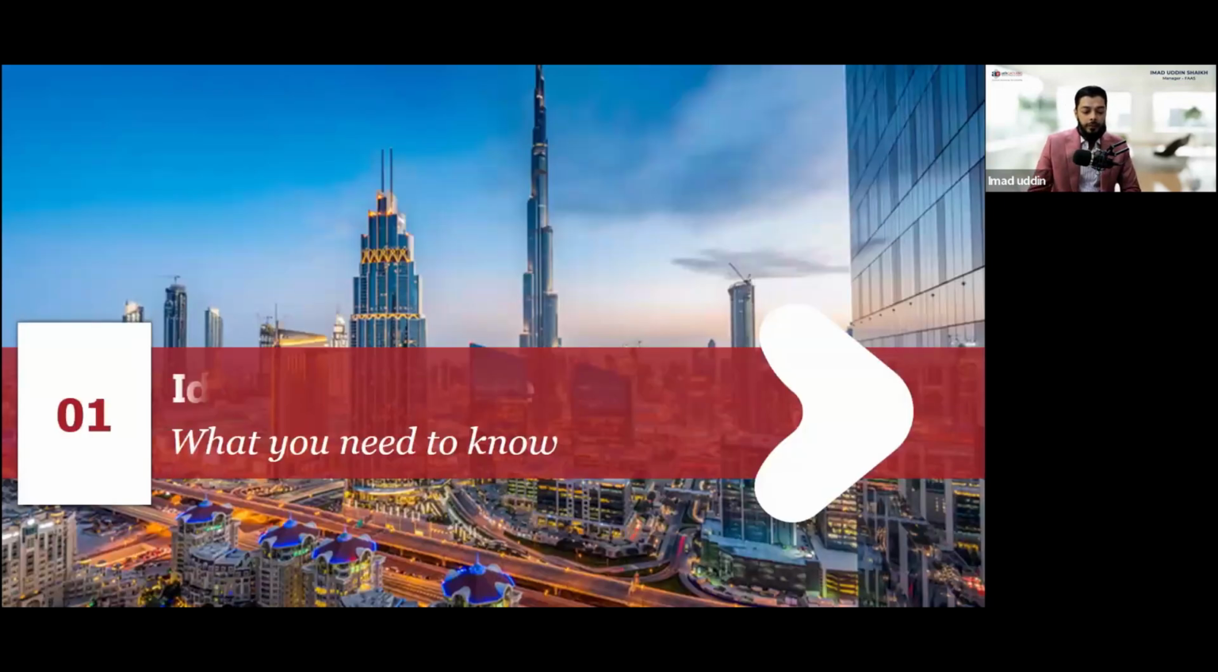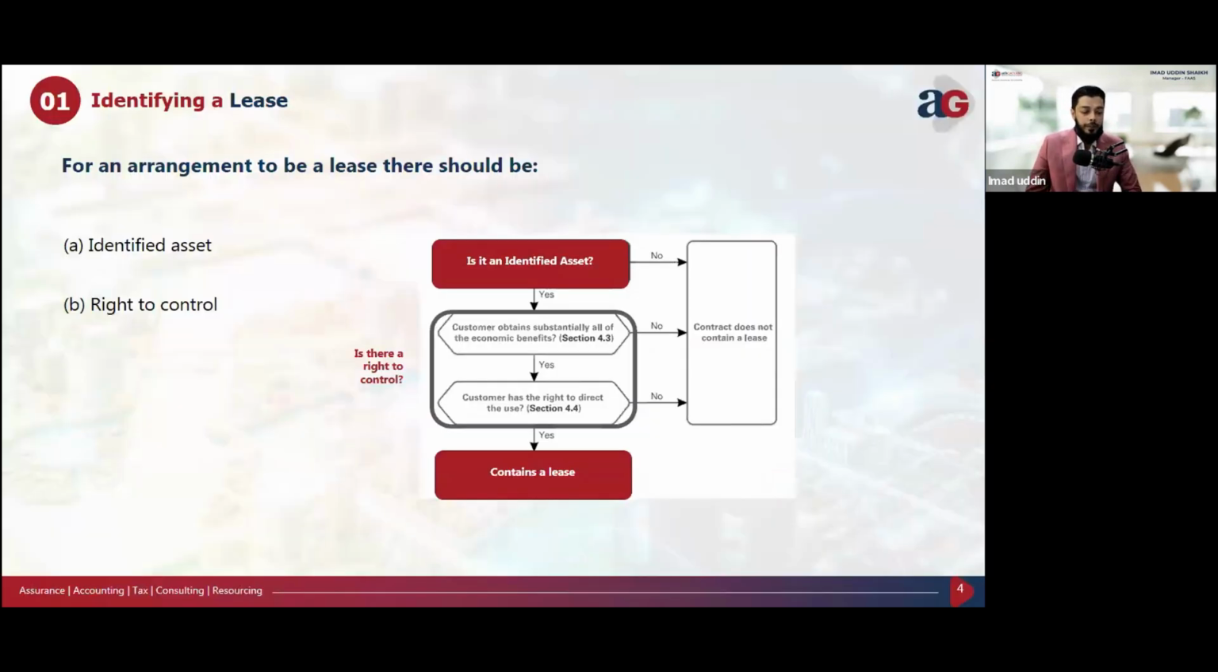All right. Identifying a lease. First of all, we all need to know that not all rental agreements are lease agreements. So when we talk about it, for an arrangement to be a lease, there should be an identified asset and a right to control, which means: what is the item being leased, and am I able to control it as a lessee? If an asset is not identified, the contract does not contain a lease, very clearly. But also, if there's not a right to control that asset, the asset does not constitute a lease.